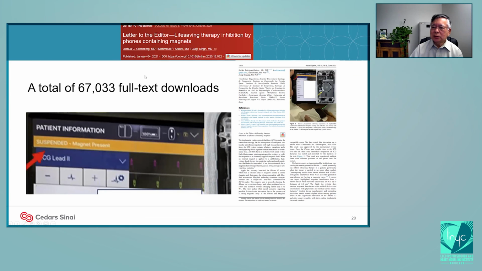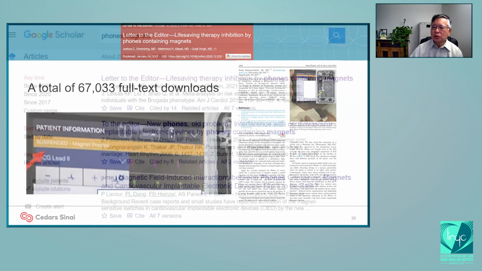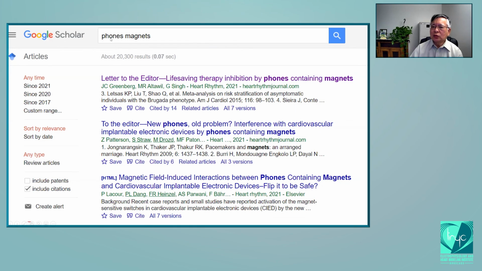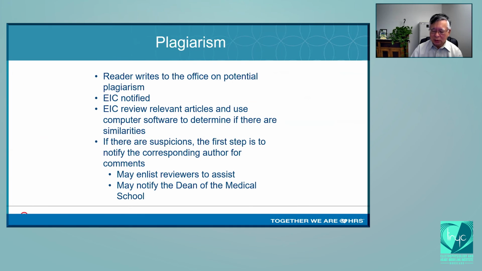A good example: the most downloaded paper from Harvard actually was a letter. The letter to the editor was about life-threatening therapy inhibition by foam containing a magnet, so that's the letter, about when your iPhone is put on the device and suspends it. So if you have one single thing you want to show with one figure, this is one approach you could take. And if you go to Google Scholar and search for foams and magnet, it turned out to be the first paper. It could be very visible. So if you have one small thing to say without an extensive report, you could go with that.